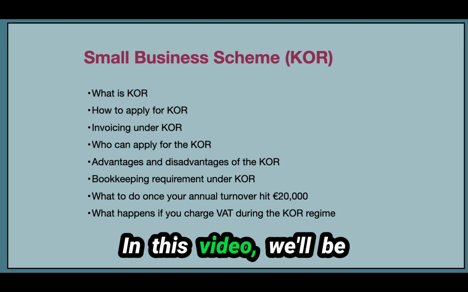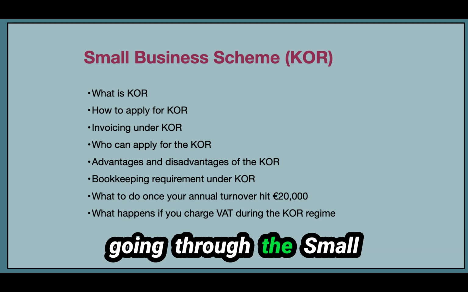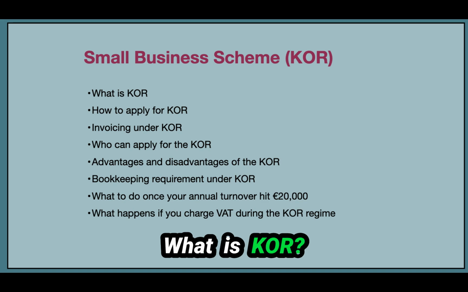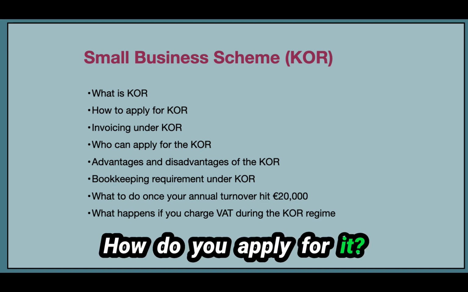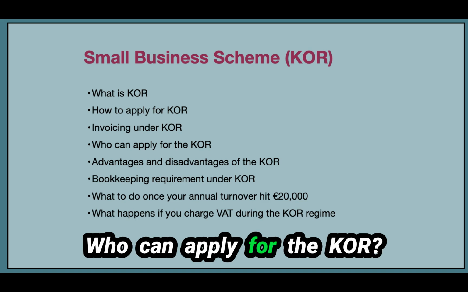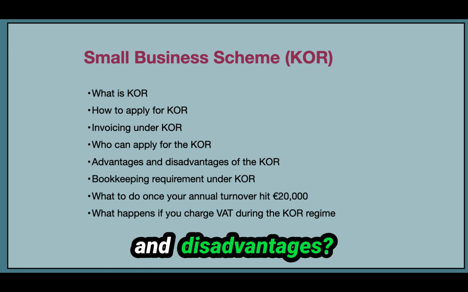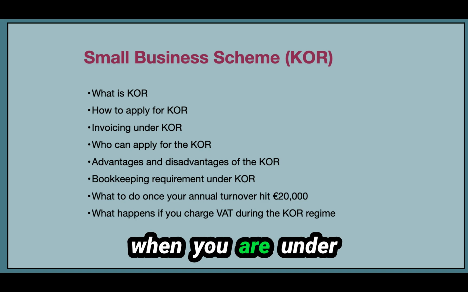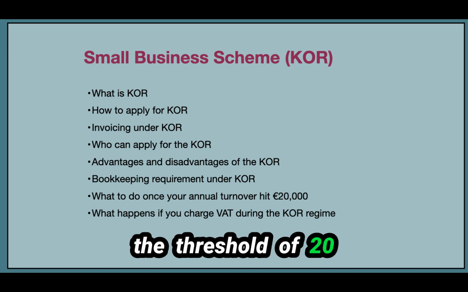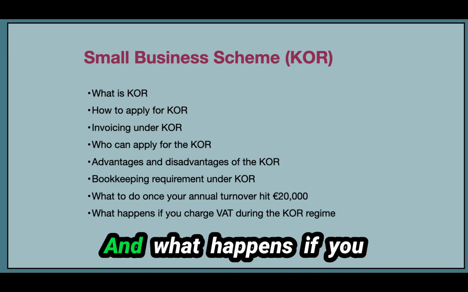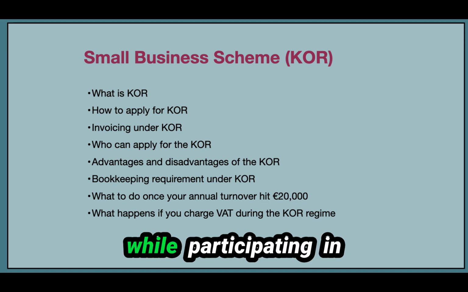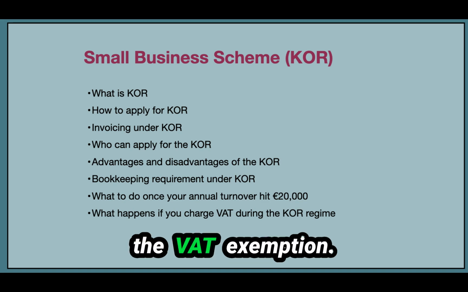In this video, we will be going through the Small Business Scheme, KOR. What is KOR? How do you apply for it? How do you invoice when you are under the KOR regime? Who can apply for the KOR? What are the advantages and disadvantages? Bookkeeping requirements when you are under the KOR regime. What do you do the moment you hit the threshold of 20,000 per annum? What happens if you mistakenly collected VAT from your customers while participating in the VAT exemption?